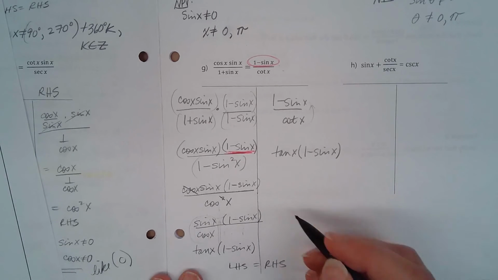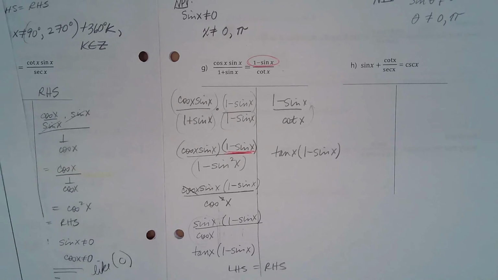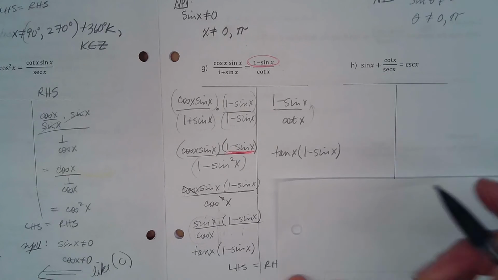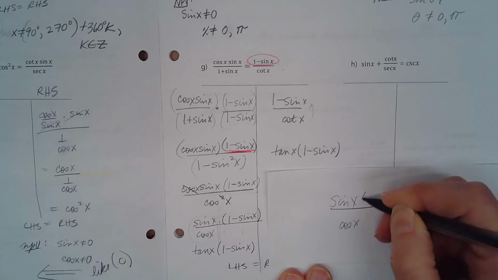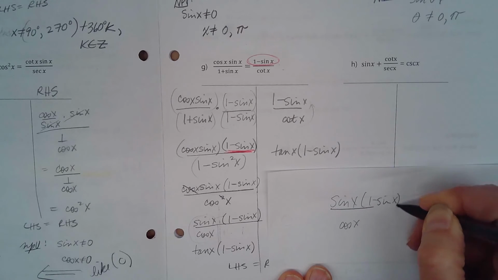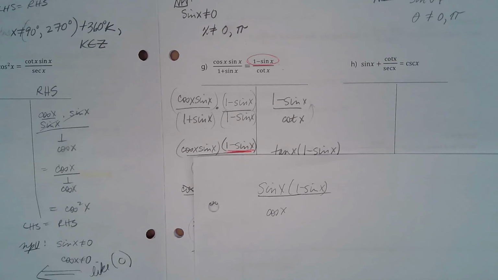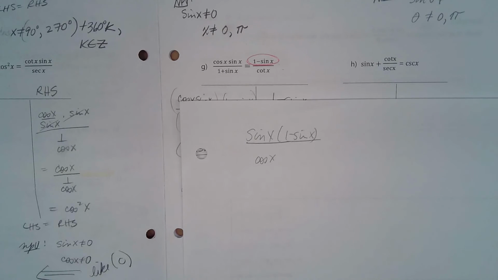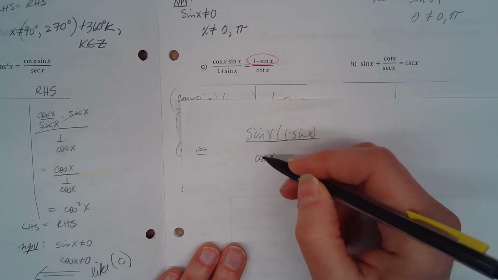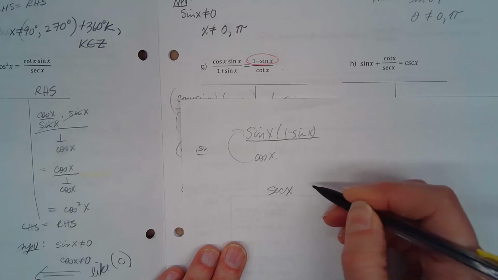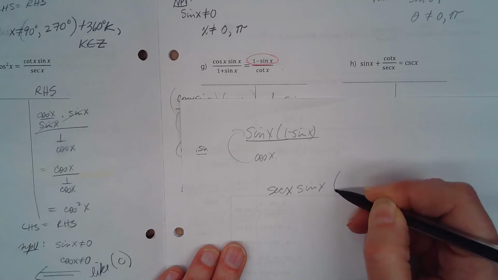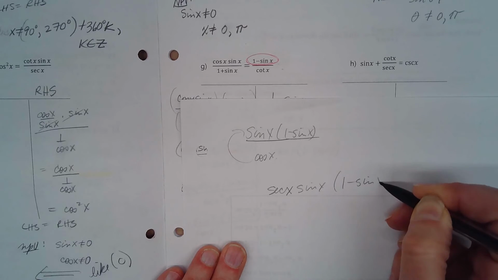Okay, how about this? Think of it this way. Look at this. Right now I have sine over cos x, over 1 minus sine x, right? Agreed? That's what we had? Correct? Okay. So what if I move him upstairs? What does he become upstairs? Secant? So I could have secant x sine x times 1 minus sine x, right?